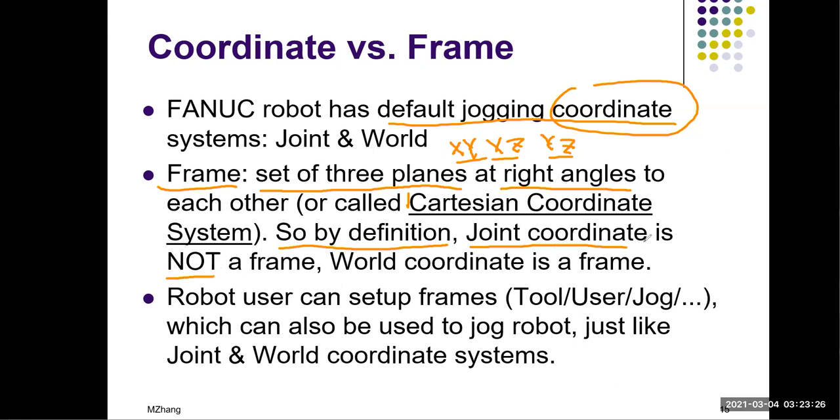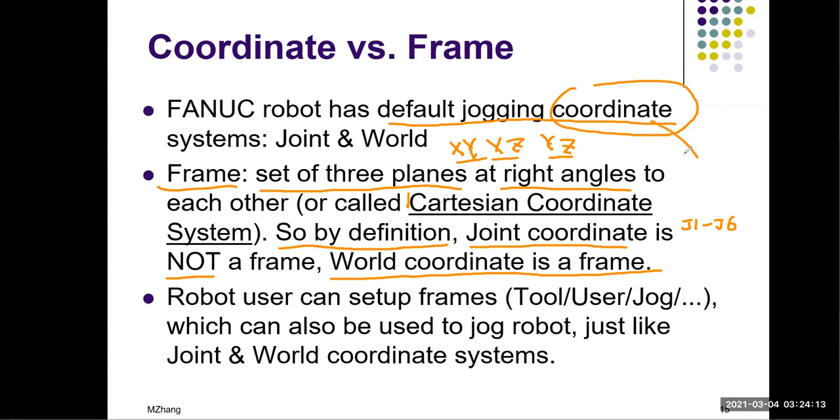Remember when we talked about joint, we mean that from J1 to J6, each joint rotates by a different angle, a circular angle in degrees. That's the joint coordinate, but it's not a frame. But the world we use, XYZ, WPR, is a frame, because it has three planes at right angles to each other, which meets the definition of a frame. So you can see joint and world are default coordinate systems.